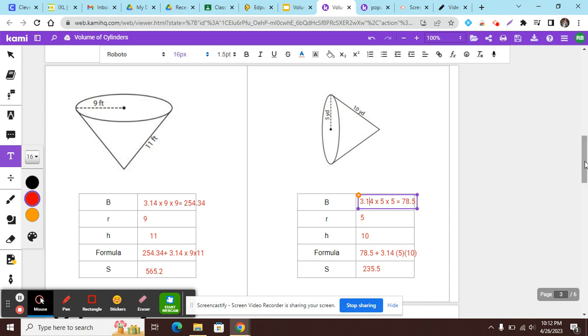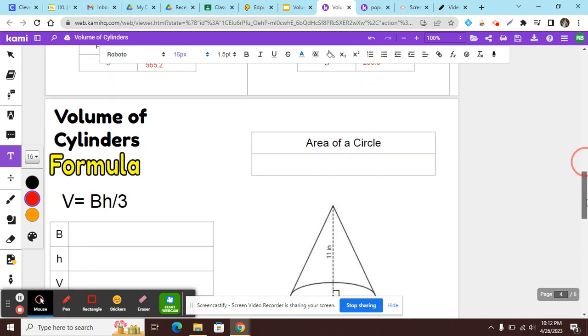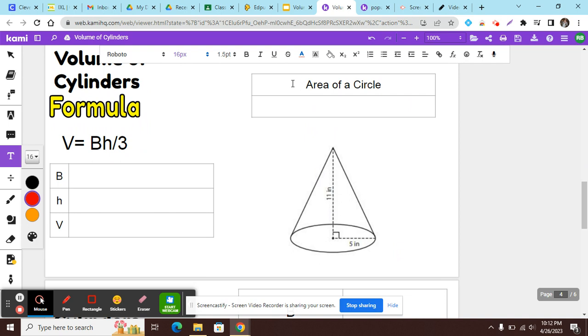Let's go ahead and move on, and we're going to work on volume. And volume, again, we're still going to do the same formula for the area of a circle because you're going to need that here. So our area of the circle, or our area of the base, is going to be pi, or 3.14, times the radius squared. So same formula we've been using.